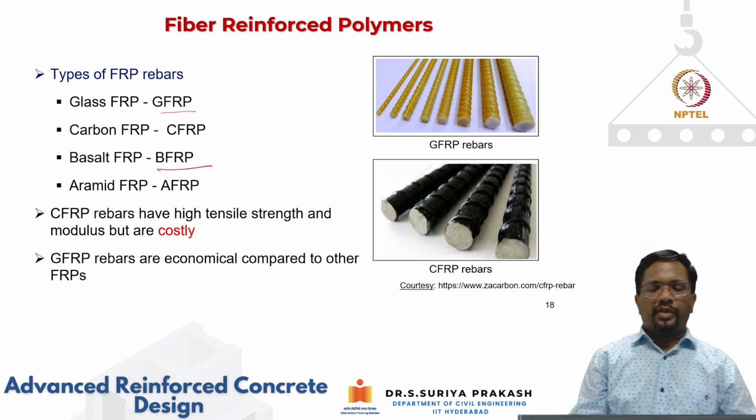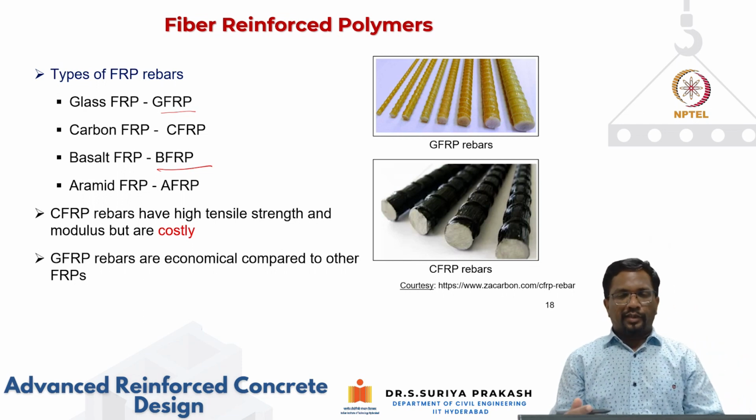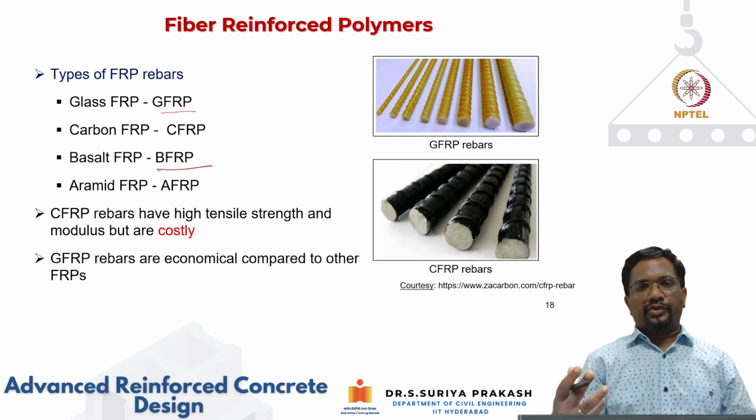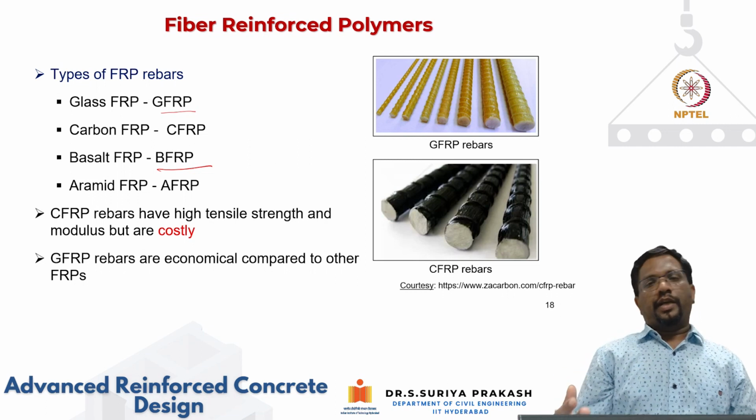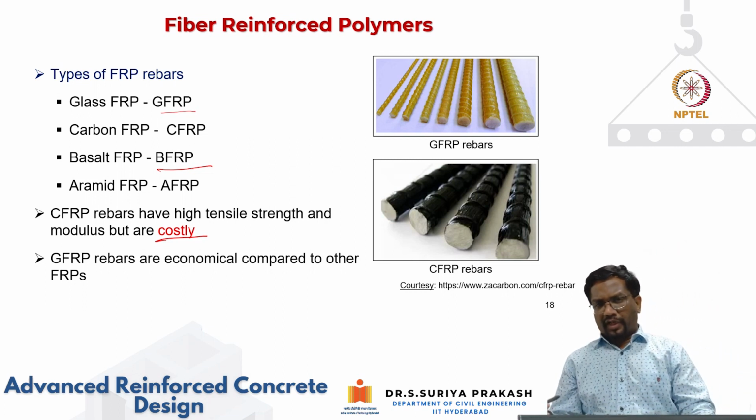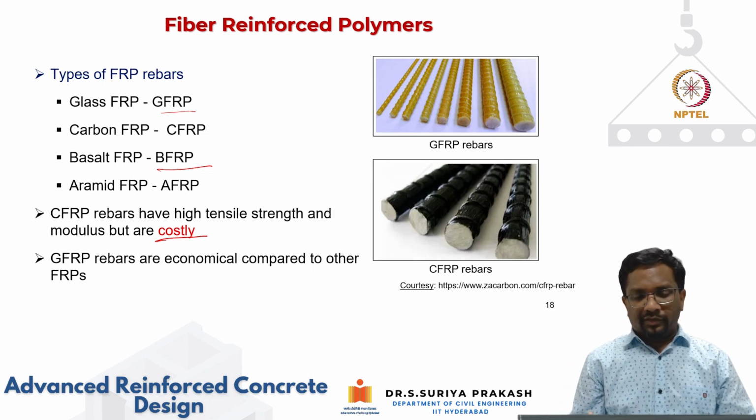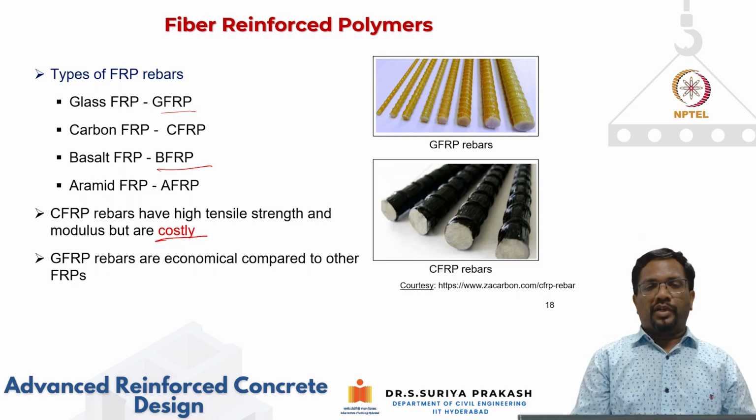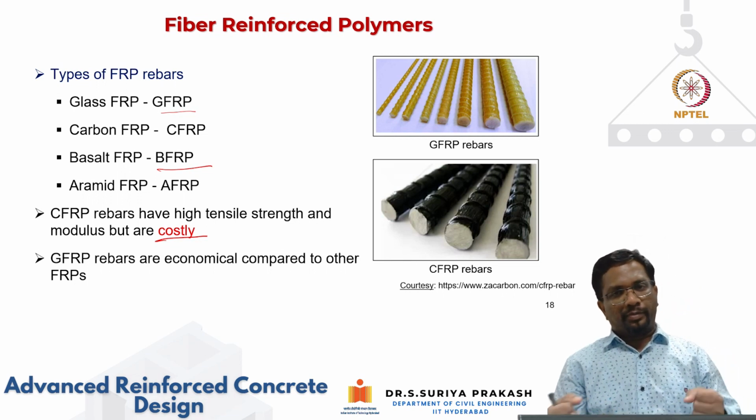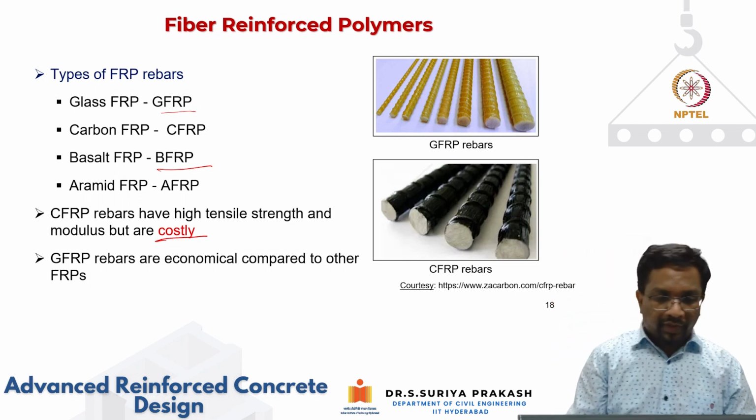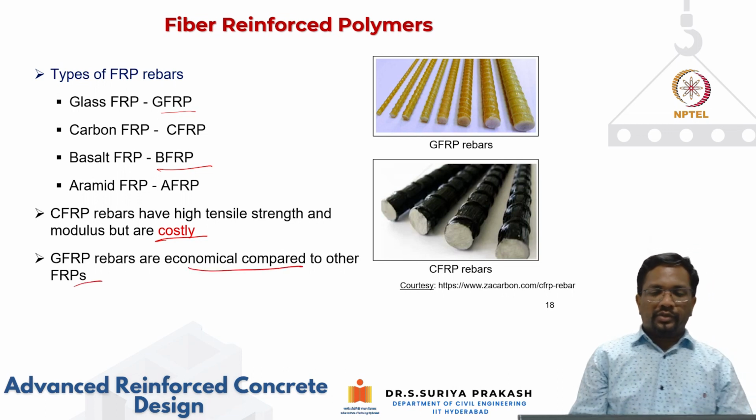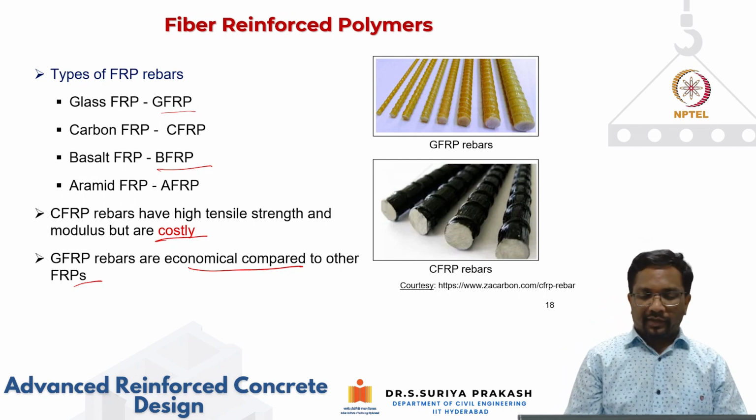CFRP rebars have very high tensile strength and elastic modulus. In fact, you can get an elastic modulus as close to that of steel. Sometimes, if you use high modulus fibers, you can get a higher elastic modulus than steel also. However, they're very costly. Civil engineering applications are very cost sensitive, so they are not really used unless it is for pre-stressing applications. Nowadays, people are exploring CFRP strand for pre-stressing applications. However, these glass FRP rebars are very economical compared to other FRPs, so they are very commonly used as internal reinforcement.